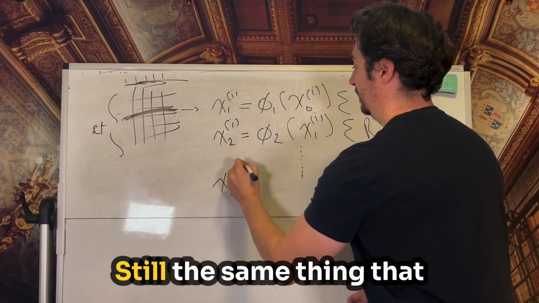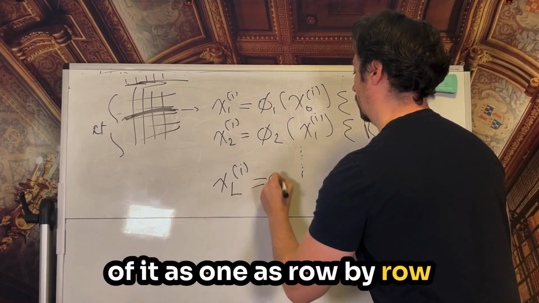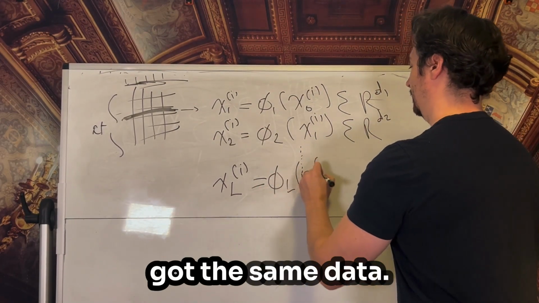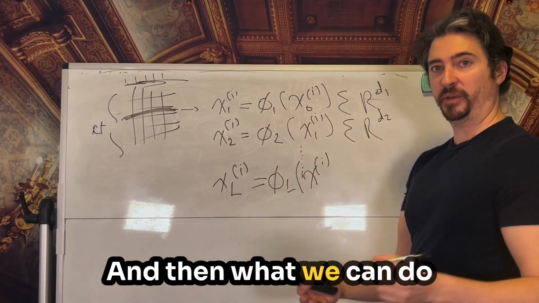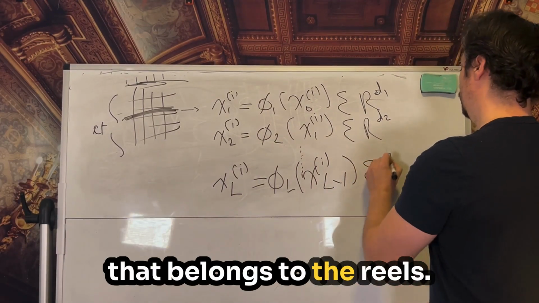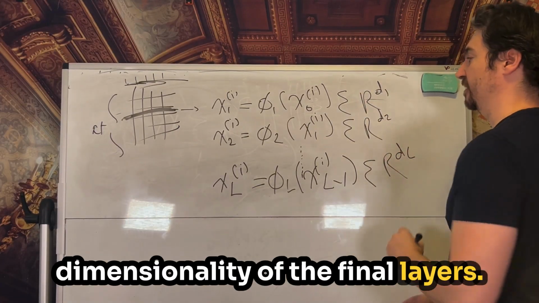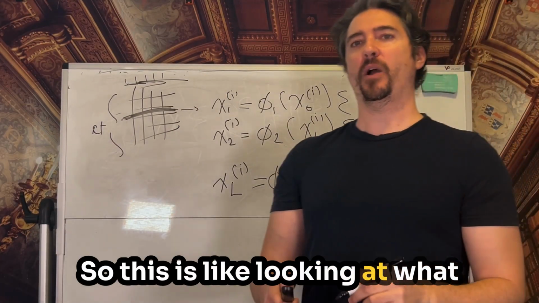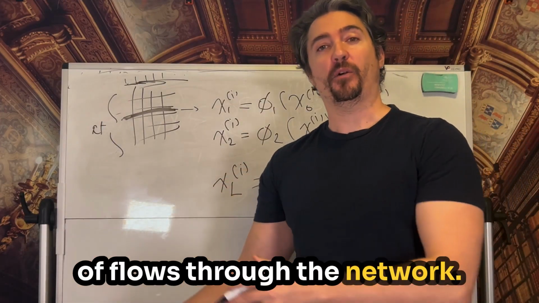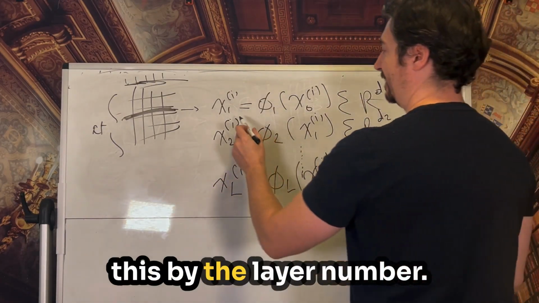Again, it's still the same thing that we're grabbing, the one row. Think of it as row by row. Phi for the final layer. You still have the same data, and what we can do is go L minus 1. I'll explain why it's like that. It belongs to the reals, and this will be whatever the dimensionality of the final layer is. This is like looking at what your data is doing as it flows through the network, because I'm indexing all of this by the layer number.